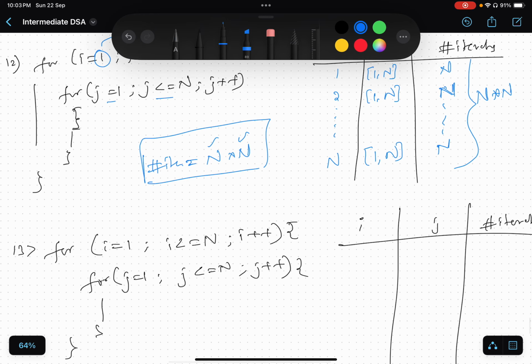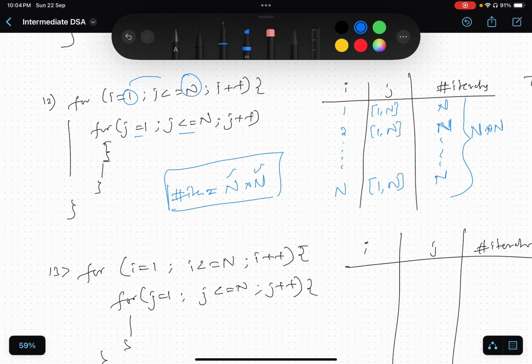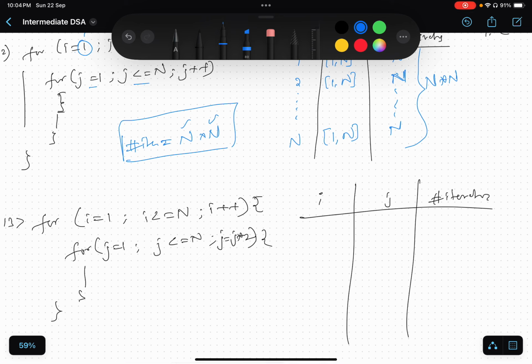Similarly, if I go for the third one, where i is starting from n and i is less than or equal to n, I think both are the same. Yeah, both are the same. What I will do is quickly change this question. I'll quickly change this to j equal to j times 2. Yeah, let's make this interesting.